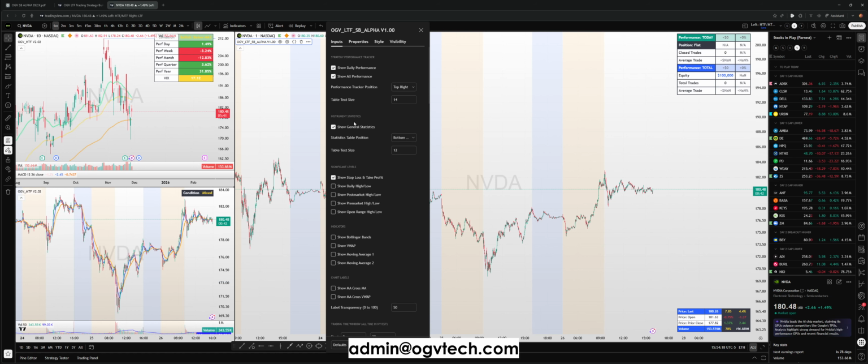Again, you can change the size of that text and move it around the screen wherever you want. If I move it to top left, there it is up there. I'll leave it bottom right.